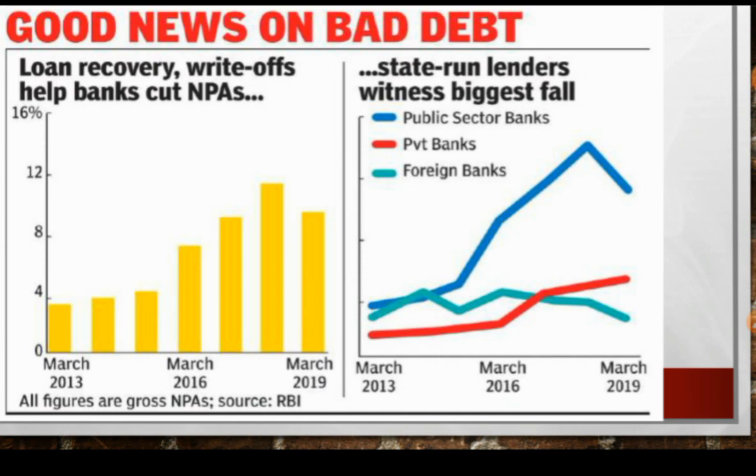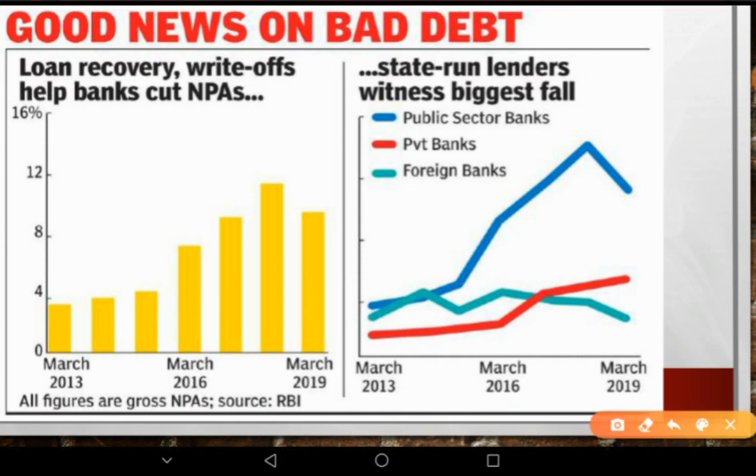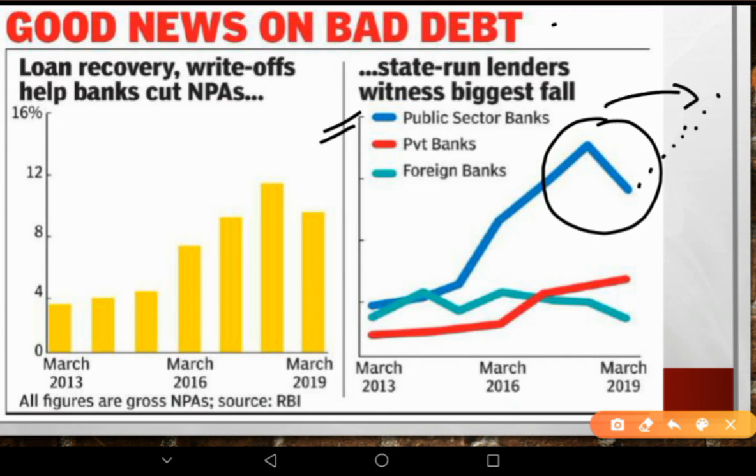Now there is good news on bad debt. Here you can see a decline in the bad debt for public sector banks, but now you will see this going up because of Corona. So the good news is turning into bad news again. For private banks, you can see this graph is somewhere here, and the foreign banks are doing good. Now you may ask why public sector banks are performing like this, and why private banks and foreign banks are doing so well?